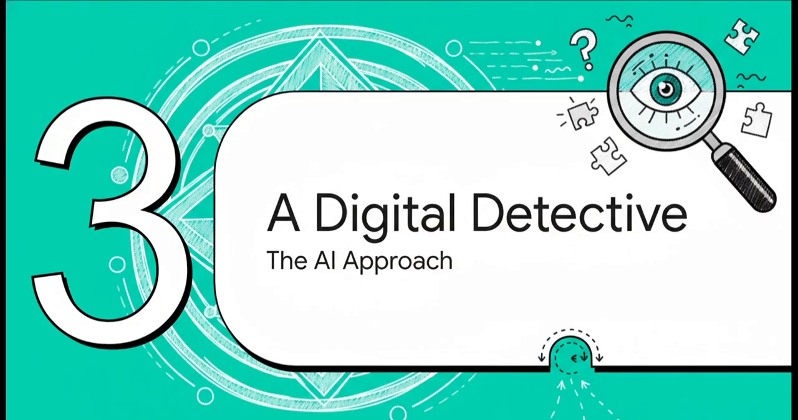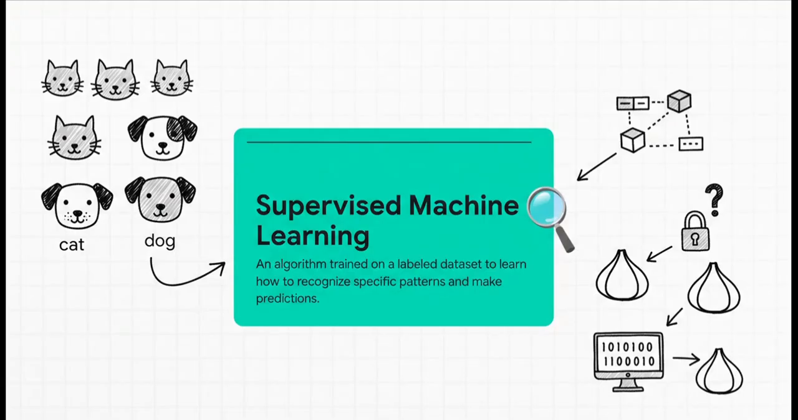But some researchers had a really interesting idea. What if they could train a kind of digital detective, an AI, to spot the super subtle clues that even Tor leaves behind? Let's take a look at how they set up their investigation. The tool for the job is something called supervised machine learning. The easiest way to think about it is like this. You show a computer thousands of pictures. Some you've labeled cat and some you've labeled dog.